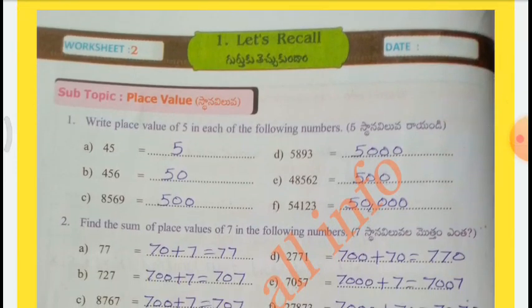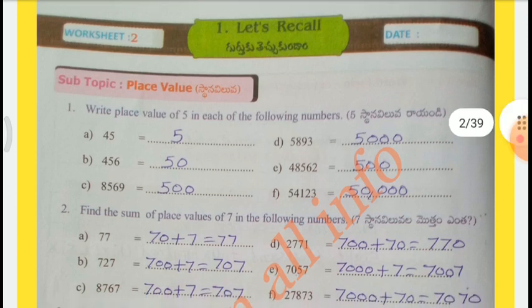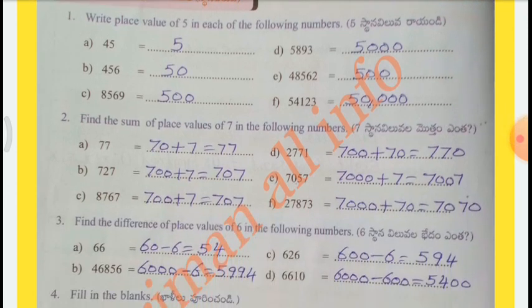Worksheet number 2. Write the place value of 5 in each of the following numbers. 5, 50, 500, thousands place 5,000, hundreds place 500, ten thousands place 50,000. Find the sum of place values of 7 in the following numbers. 77, 70 plus 7. 707, 700 plus 7. 770, 700 plus 70. 7,007, 7,000 plus 7. 7,070, 7,000 plus 70.